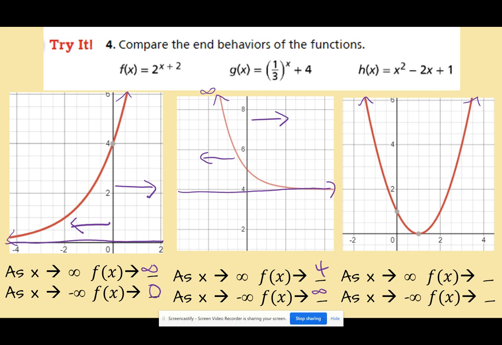Okay, and the last one is a quadratic. So this one here, as x approaches infinity, our y values are also going up to infinity. As our x goes to negative infinity, our y values are also going up to infinity, but they're both heading in the same direction. So these two things should be the same.